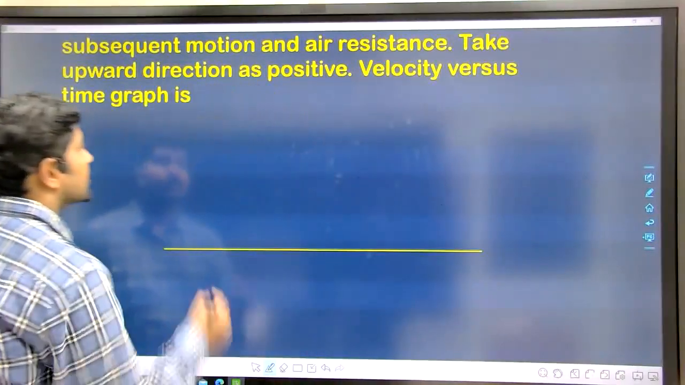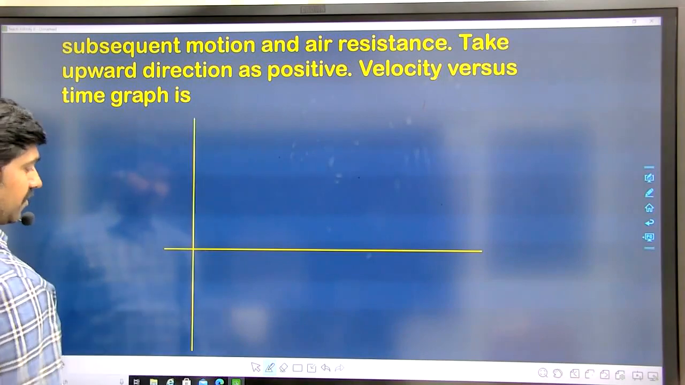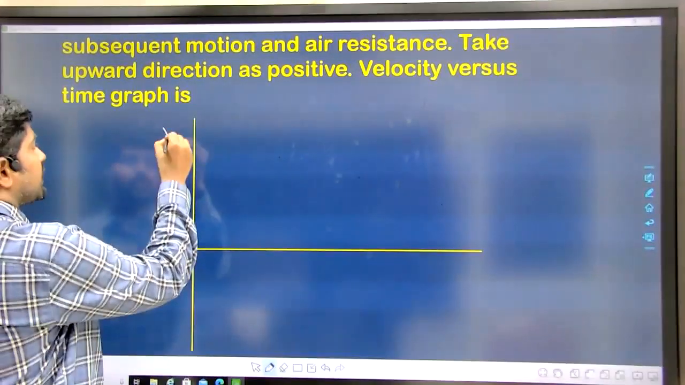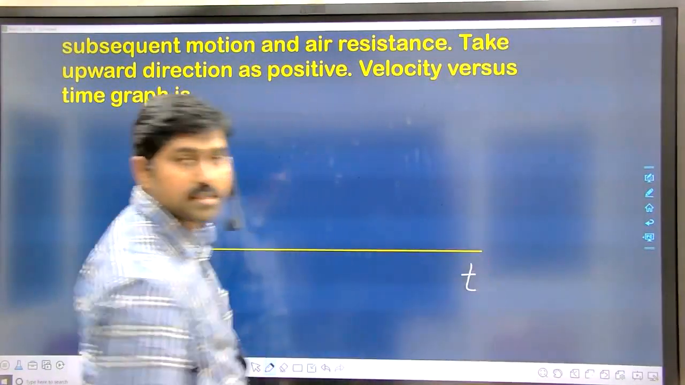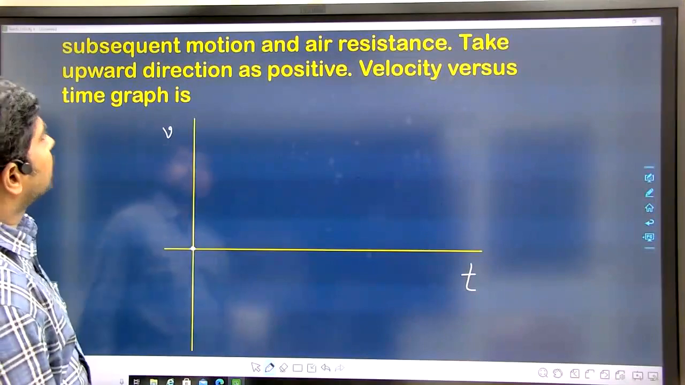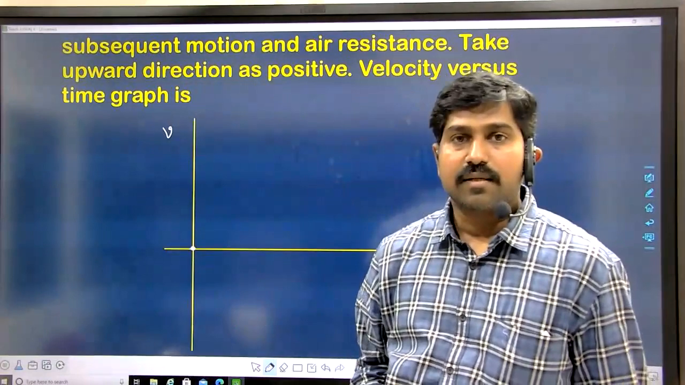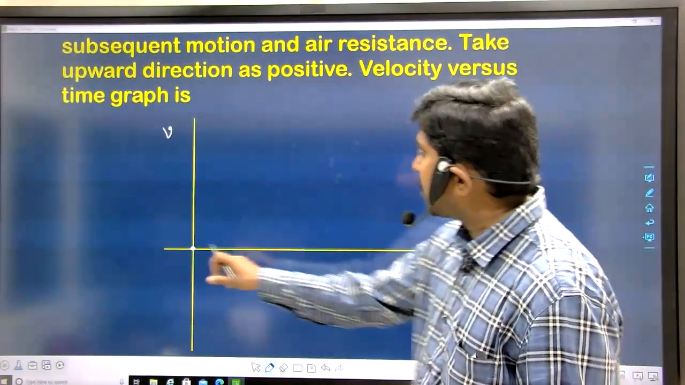an x and y axis. And here I can take velocity on y-axis, time on x-axis. Of course, initially the time is 0. The particle starts from origin only. And we know that the particle is just dropped from 20 meters height. That means what is initial velocity? 0 only, na? Initially time is 0.